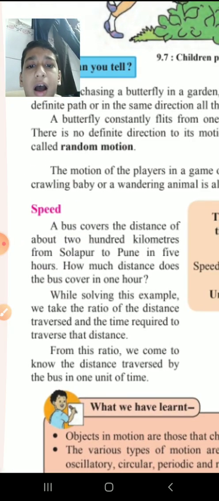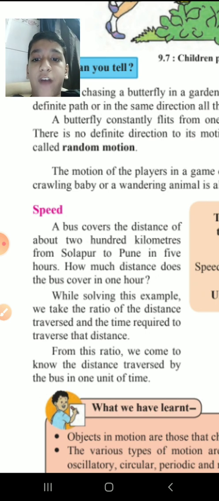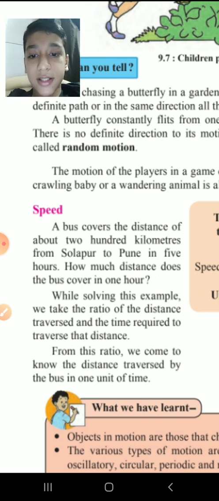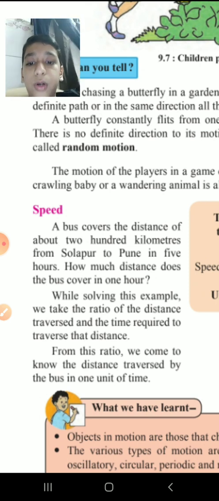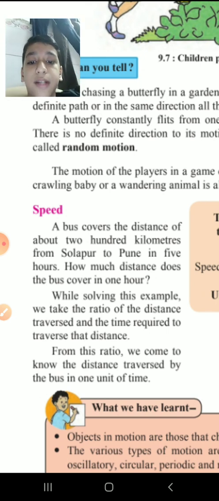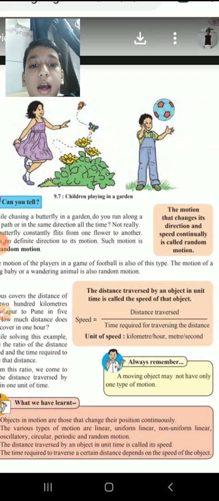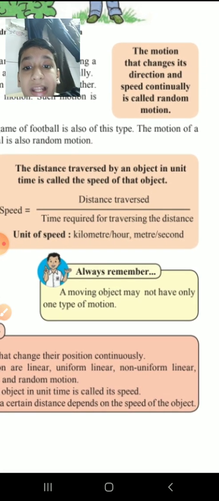Speed. A bus covers the distance of about 200 kilometers from Solapur to Pune in 5 hours. How much distance does the bus cover in 1 hour? While solving the example, we take the ratio of the distance traversed and the time required to traverse the distance. From this ratio, we come to know the distance traversed by the bus in 1 unit of time. Always remember, a moving object may not have only one type of motion.